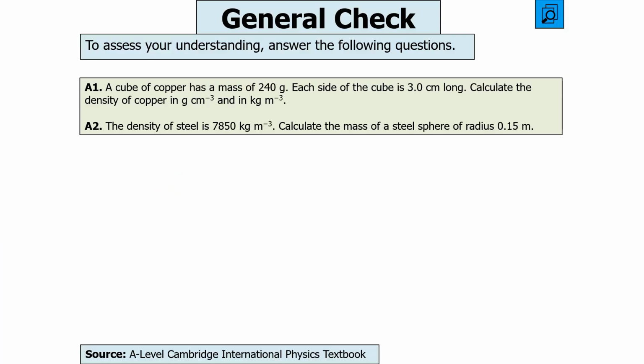So the first question says, a cube of copper has a mass of 240 grams. Each side of copper is 3 centimeters long. Calculate the density of copper in grams per centimeter cubed and in kilograms per meter cubed. Then the density of steel is 7,850 kilograms per meter cubed. Calculate the mass of a steel sphere of radius 0.1 meters. So pause the video now, then unpause the video when you want to go through your answer.